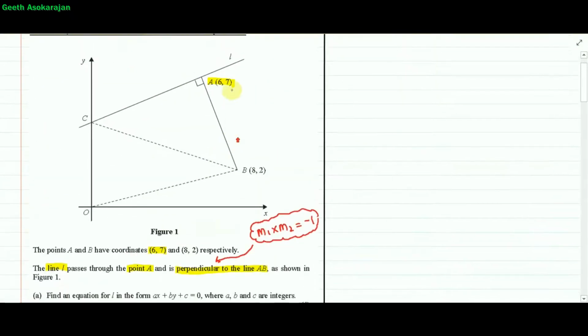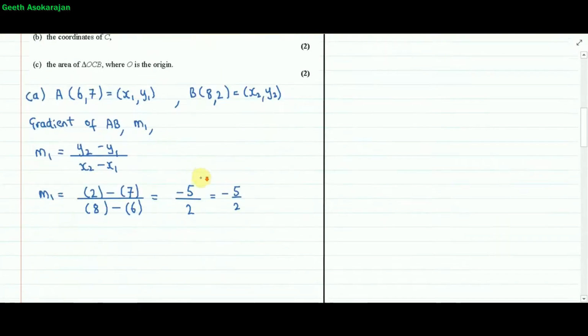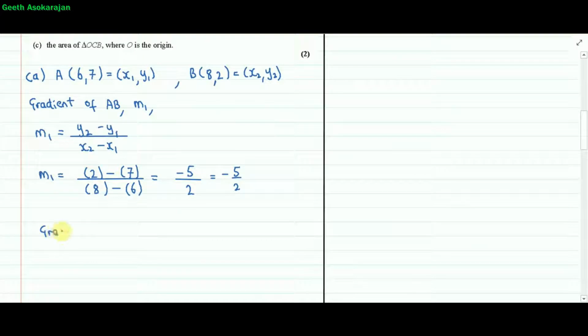That is the gradient of this line on the figure, AB. So I've named that gradient m1. So m1 is the gradient of AB, and we can use this condition over here for when two lines are perpendicular to work out m2, and m2 for me is the gradient of L. So let's use this condition to work out m2, the gradient of our line L. So back to blue pen. In this case, I'm going to say gradient of the line L, I'm naming that m2.